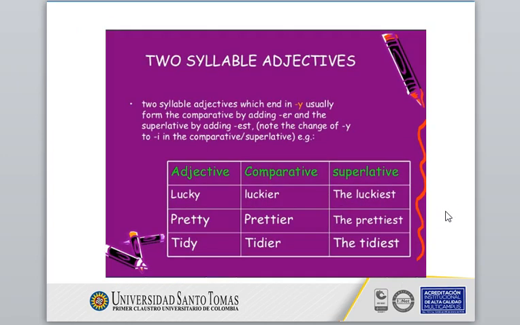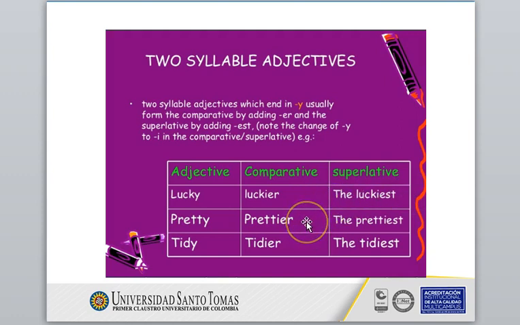The next one, two syllable adjectives. Here we have adjectives such as lucky, pretty, and tidy. There is something particular about these adjectives, and it's the fact that they all end in Y. So what we need to do here is change that Y for an I and add -er in the comparative form or -iest in the superlative. Luckier, luckiest.